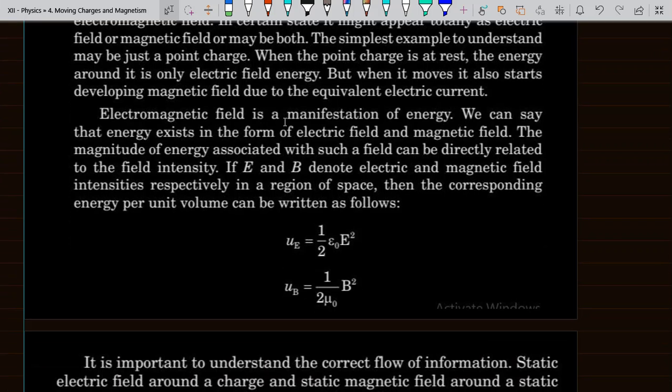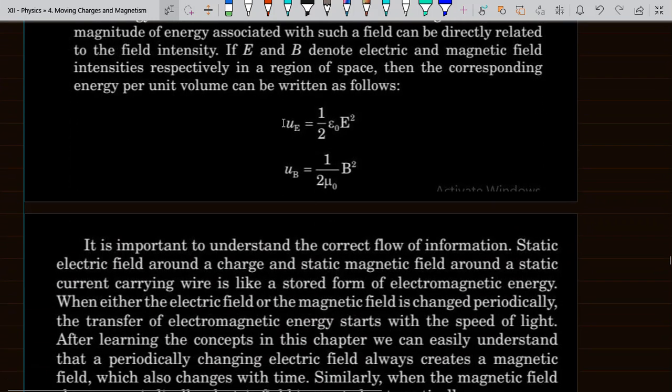If E and B denote electric and magnetic field intensities respectively in a region of space, then the corresponding energy per unit volume can be written as U_E is equal to half epsilon naught E square, U_B is equal to 1 by 2 mu naught into B square. Where epsilon naught is absolute permittivity of free space and mu naught is absolute permeability of free space.